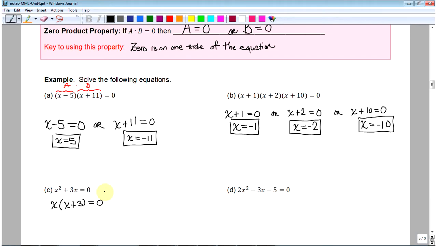So now I can use the zero product property. My first factor, x, is either equal to 0, or my second factor, x plus 3, is equal to 0. Well, x equals 0 is already a solution, right, because we're saying our variable can equal 0. In our second equation, we subtract 3 from both sides to get x is equal to negative 3.